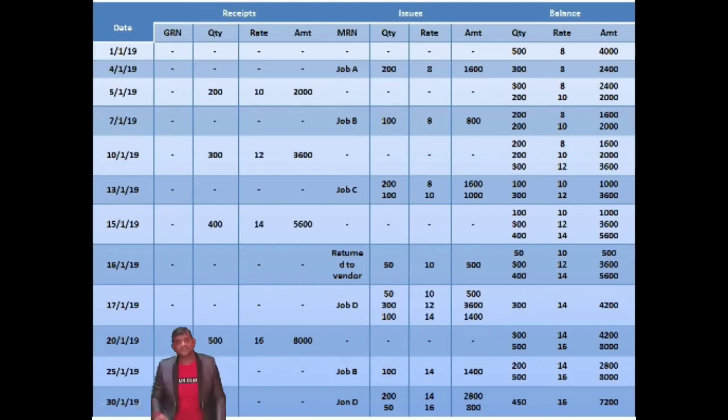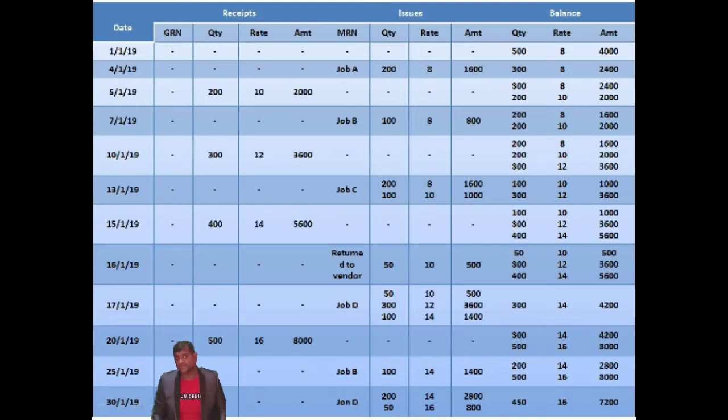Go to the balance column. Out of 500 units, how many have been issued? I have issued 200 units. So the balance left is 300 units at rupees 8 per unit. So the amount comes to 2,400 rupees.